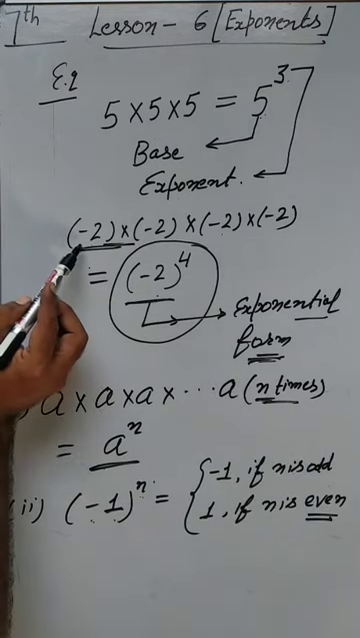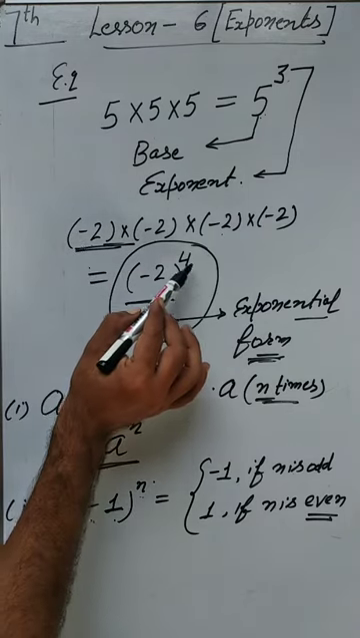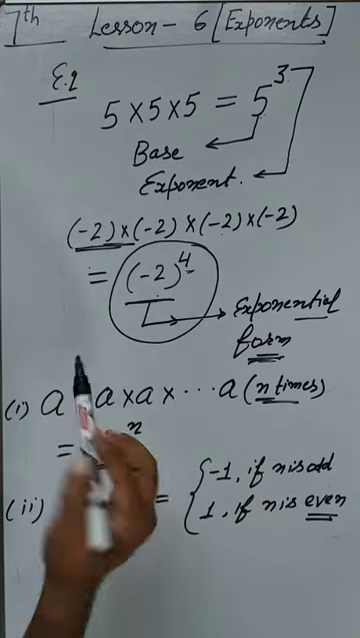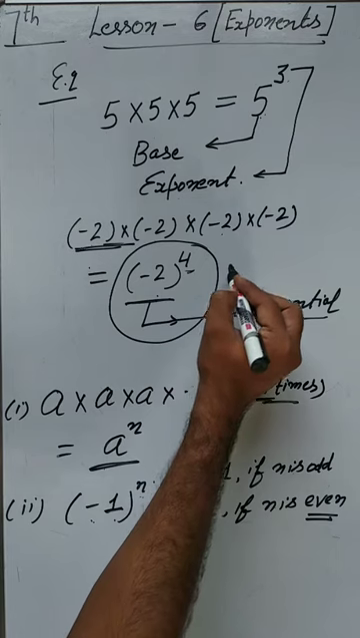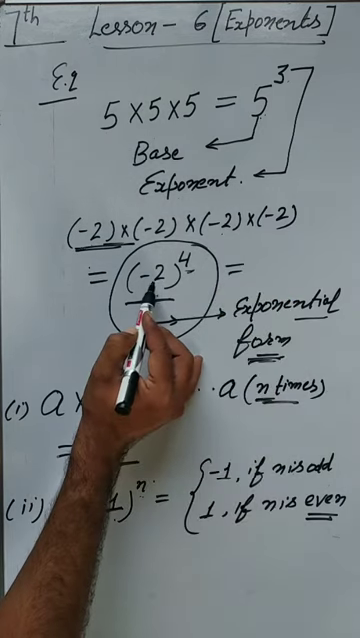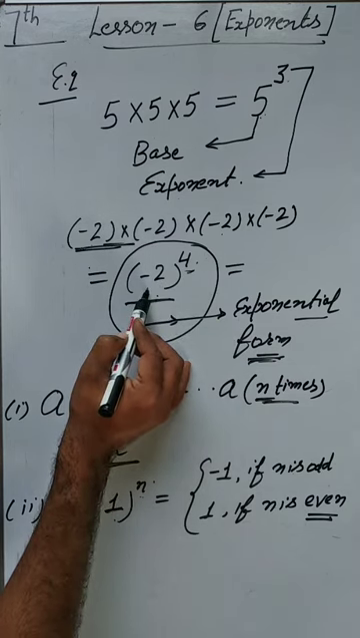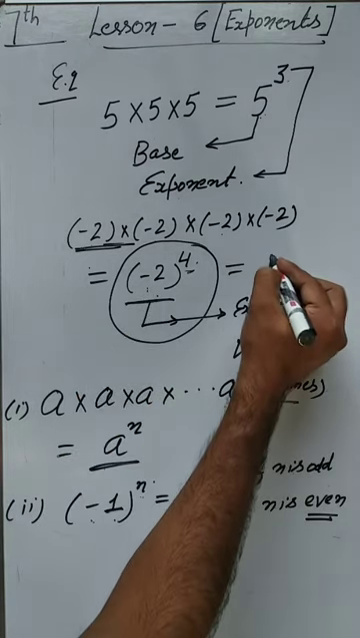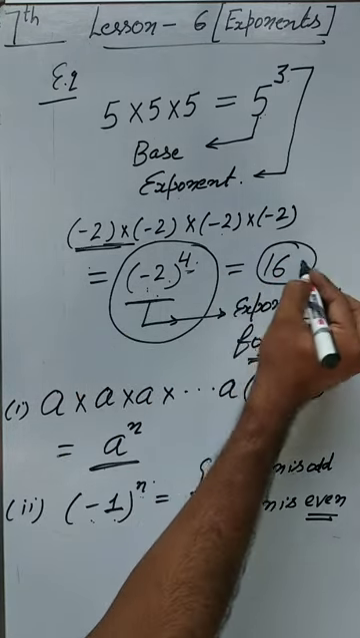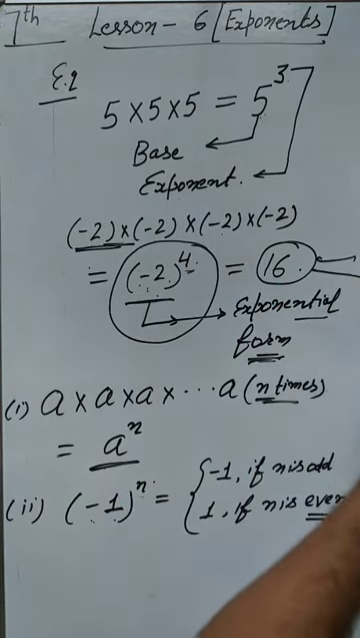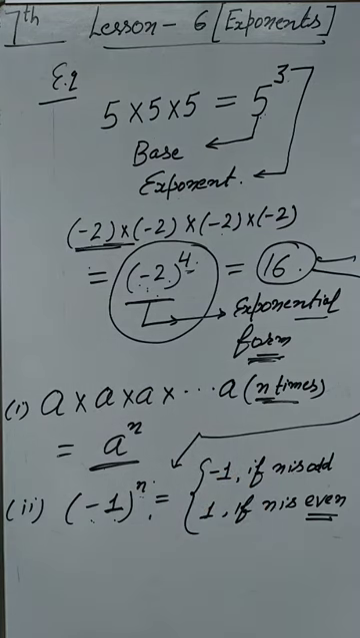Understood? Like here, how many times do we have it? 2, 4 times. Means the power is 4, which is even. So if I solve it, minus 2 raised to power 4 will become plus 2 into 2, 4, 4 into 2, 8, 8 into 2, 16. 2 raised to power 4 is 16, and the minus raised to power 4 will become plus. In these types of questions we will use that.